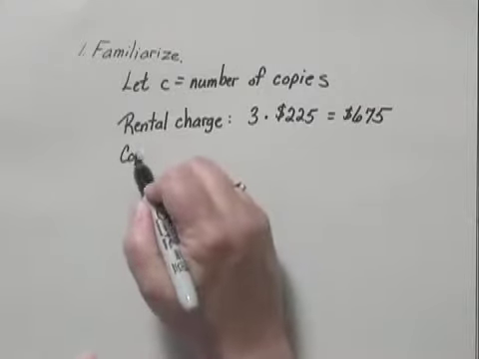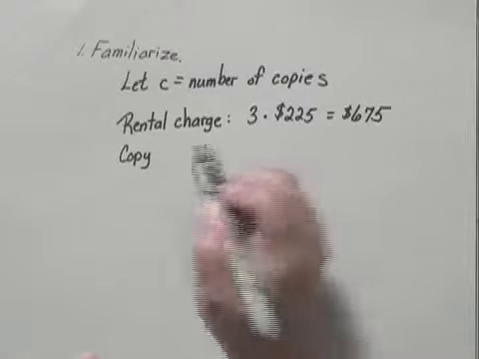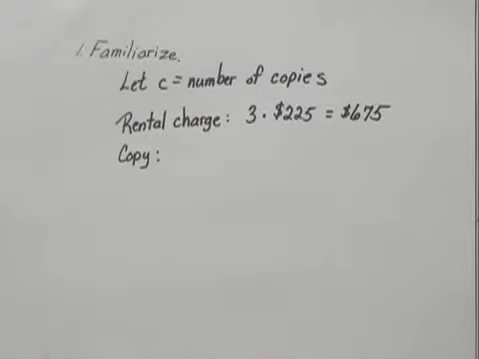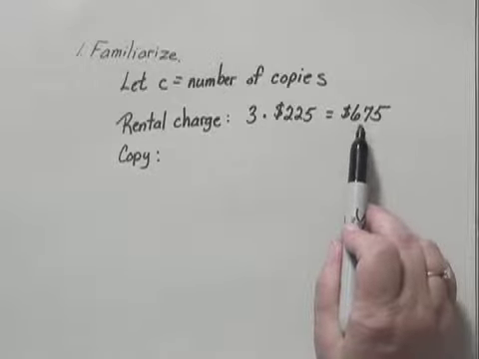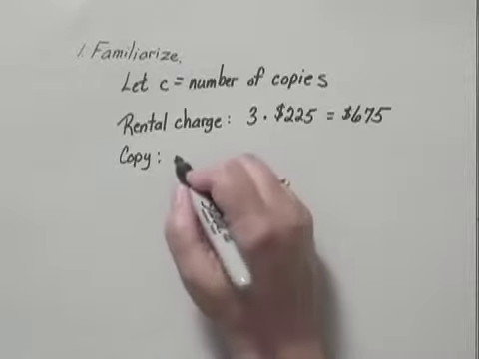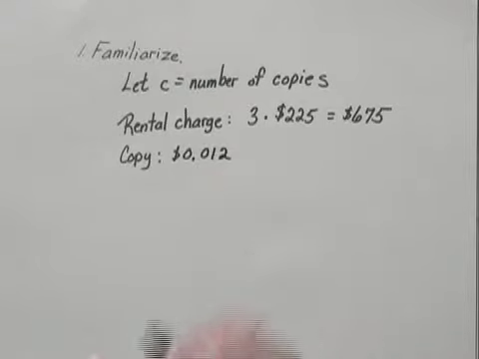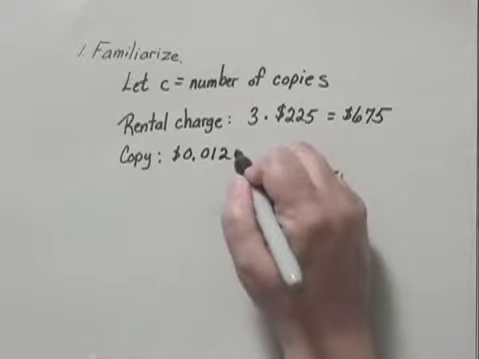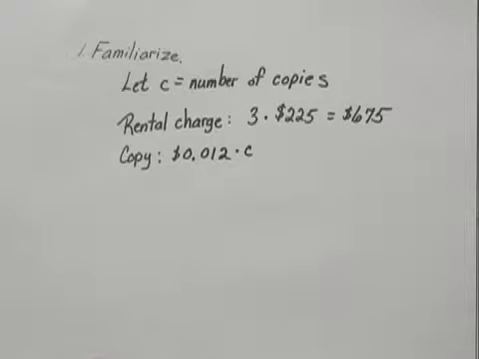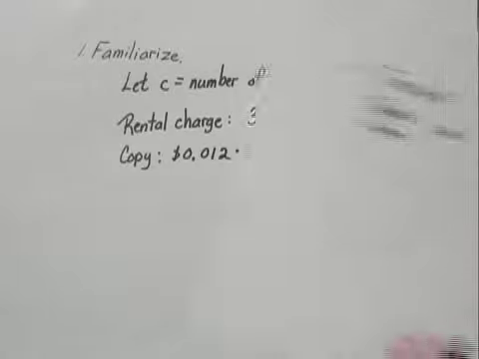Now the copy charge is going to be 1.2 cents for each copy. But we're dealing with dollars here, so instead of using 1.2 cents, I'm going to use $0.012 for each copy times the number of copies C. Now, when we go to the translate step, we'll be able to go quickly to an equation because of the work we did in the familiarize step.